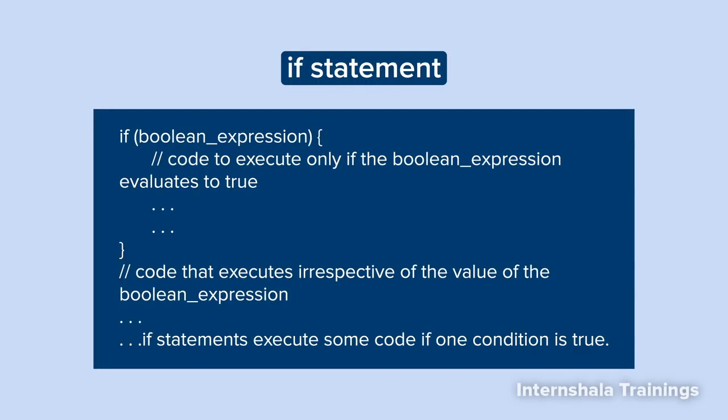Let's understand the first conditional statement with the help of this code and see how this is used. Here, we have used the if keyword, which is followed by the Boolean expression, which is basically the if condition, inside the parenthesis. Next, we have the code inside the curly brackets, which will only execute when this condition is true. And when the condition is false, then this code is ignored and the execution continues as such. So, if statements execute some code when one condition is true.